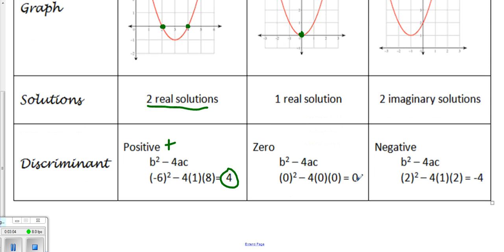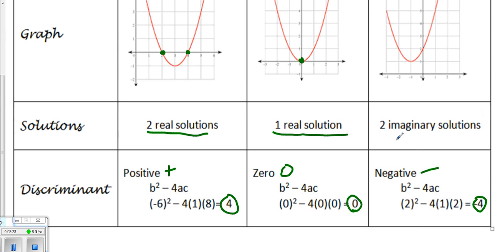Anytime your discriminant is 0, so we plug in b squared minus 4ac, subtract everything, and we end up with 0, like this. That means there's going to be 1 real solution. It's only going to touch this line at 1 spot. And anytime that we get a negative discriminant, b squared minus 4ac equals a negative number, in this case negative 4, that means there's going to be 2 imaginary solutions. It will not touch this line. It's either going to be above it or somewhere below it.